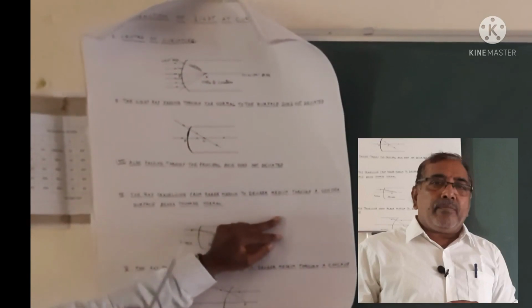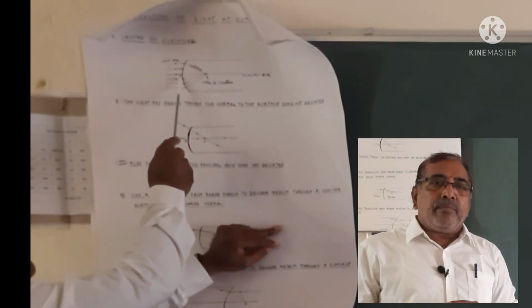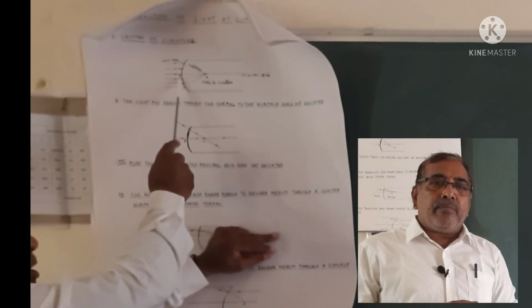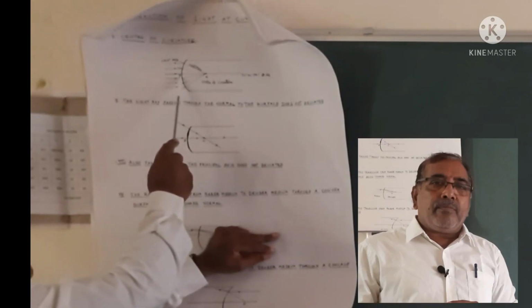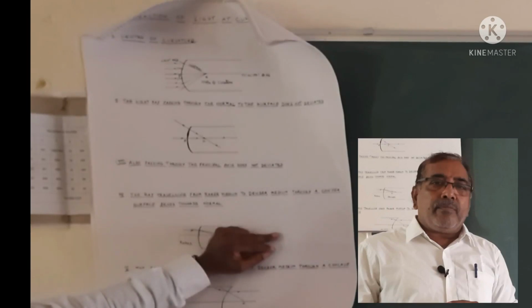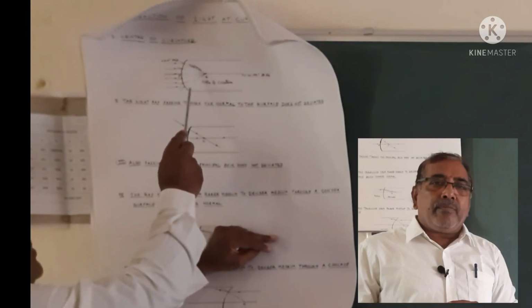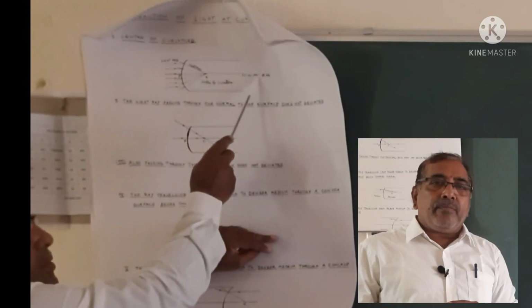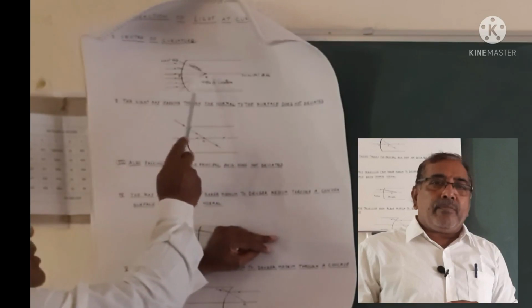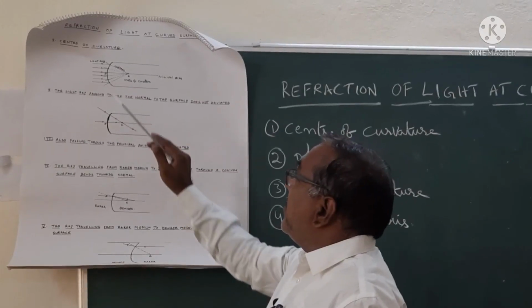So here one more technical point is, it is the center of curvature. There is a center for the curved surface, that is also called the geometric center of the curved surface. It is called pole. Pole is the geometrical center of the curved surface. The line joining pole and center of curvature is called principal axis. The distance between pole and the center is called radius of curvature.